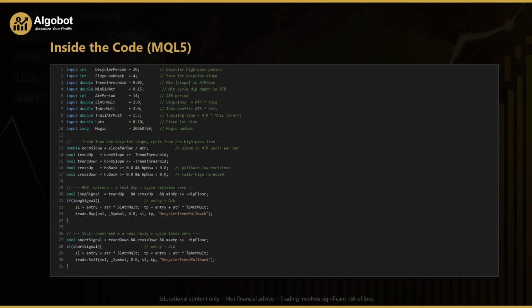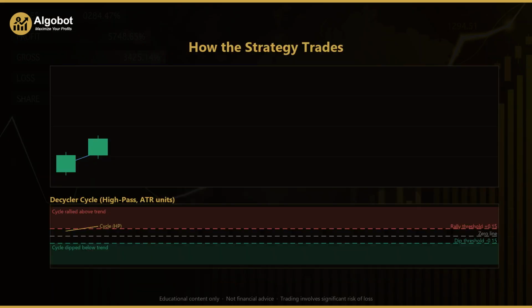The sell block is the exact opposite. Short signal needs trend down, cross down, and a real rally above the dip floor. The entry is at the bid, the stop sits above, the target below, and trade.sell places it. Same structure, opposite direction. Let's walk through this illustration candle by candle, because it shows both a long and a short exactly as the strategy defines them.